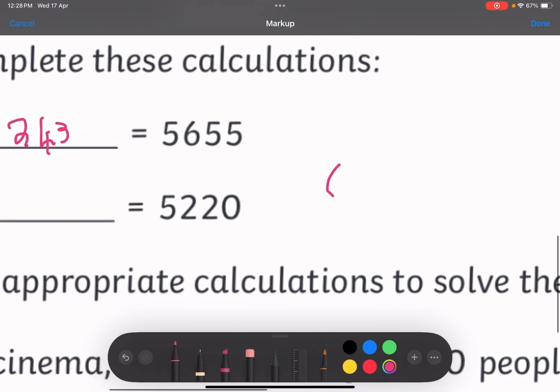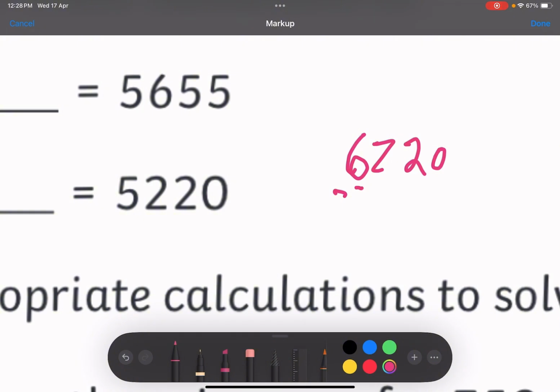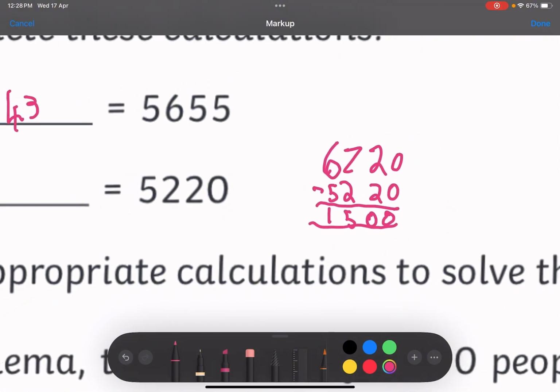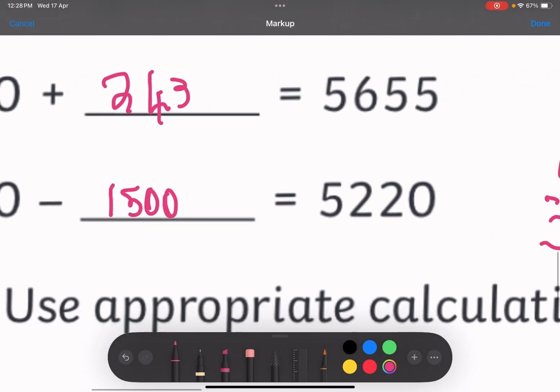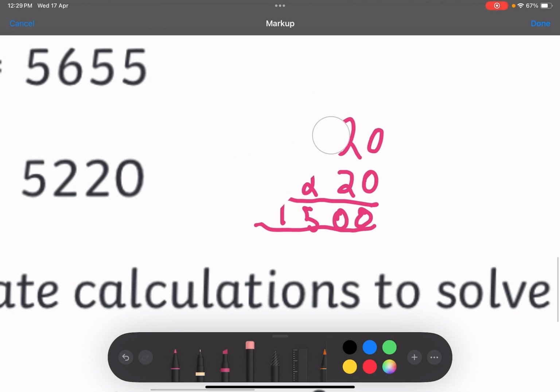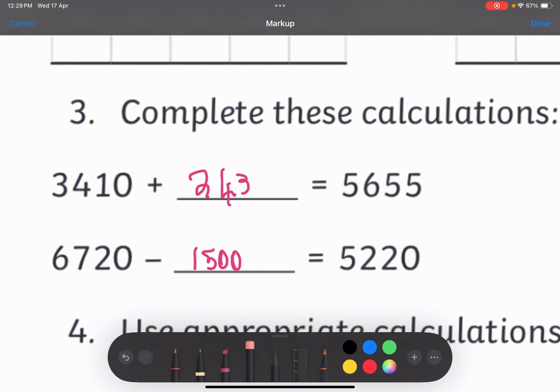6,720 take away 5,220. Equals 0 take away 0 is 0. 2 take away 2 is 0. 7 take away 2 is 5. 6 take away 5 is 1. 1,500. There we go. I could have done that in my mind, but whatever. So we finished 2 examples. Try one at home on your own. It's going to be easy, I promise.